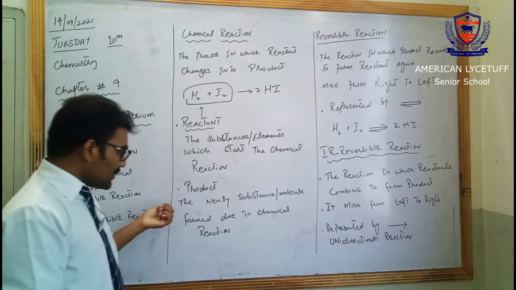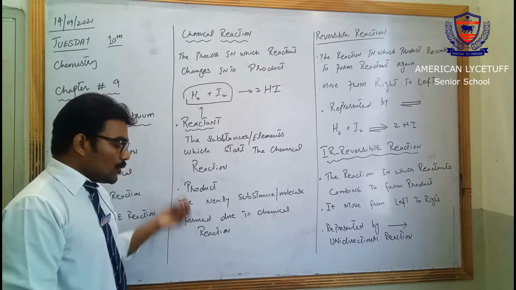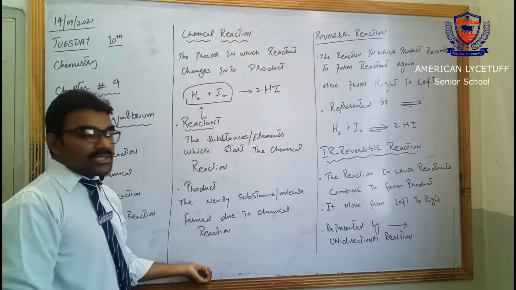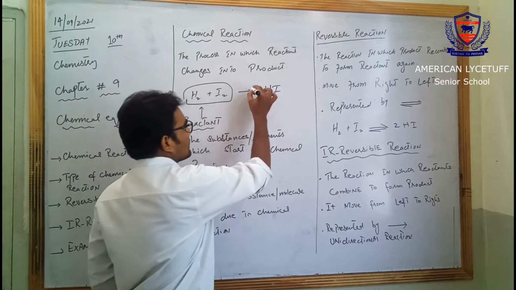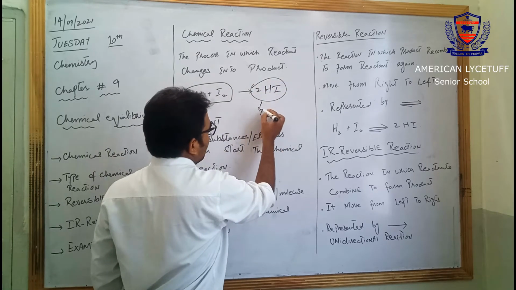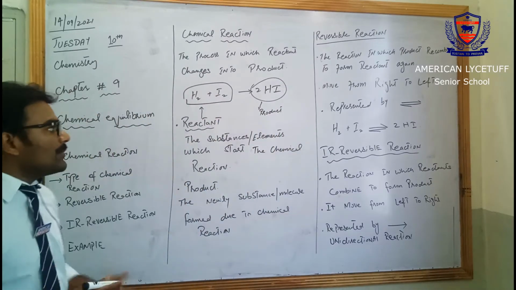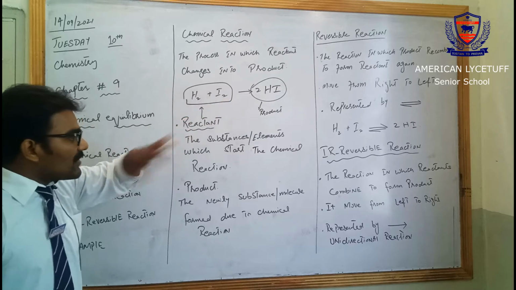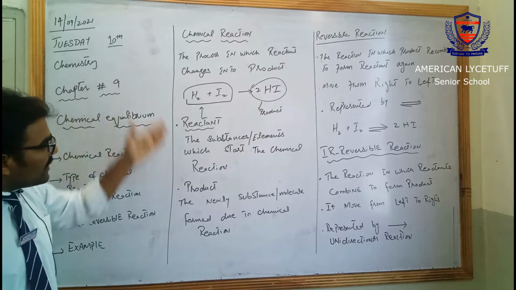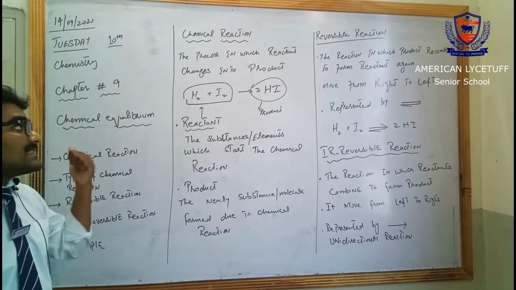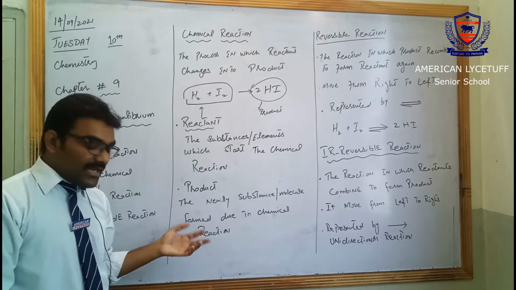Now, what are the products? The newly formed substances or molecules formed due to chemical reaction are known as product. Example, this hydrogen iodide is product because hydrogen iodide is formed when hydrogen and iodine vapors combine together. So, here we discussed three main definitions: what is a chemical reaction, what are reactants, and how the products are formed.